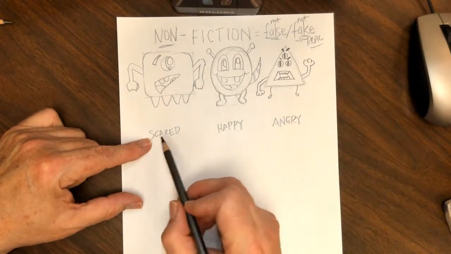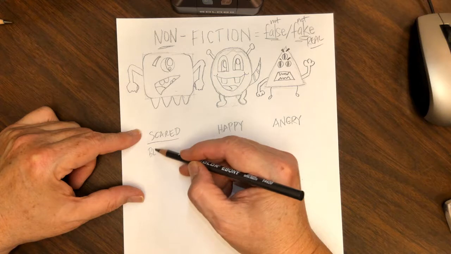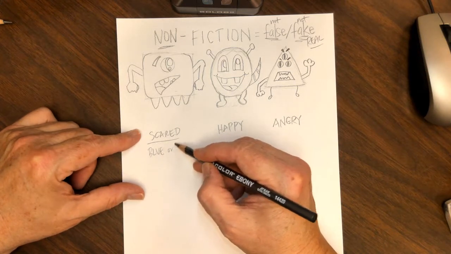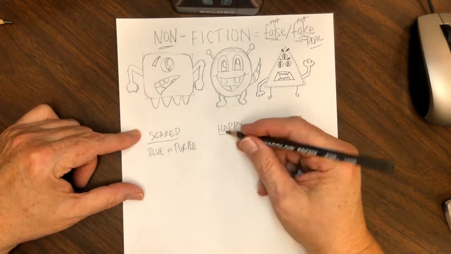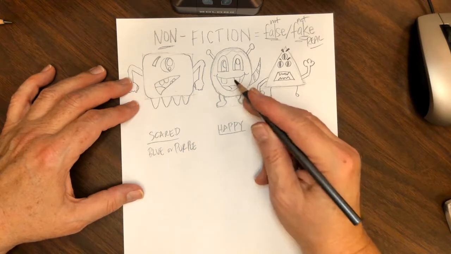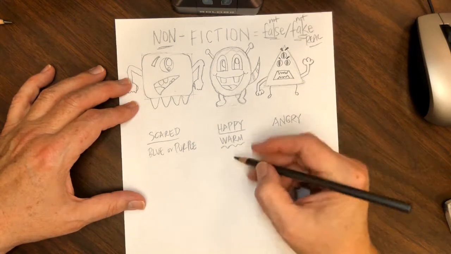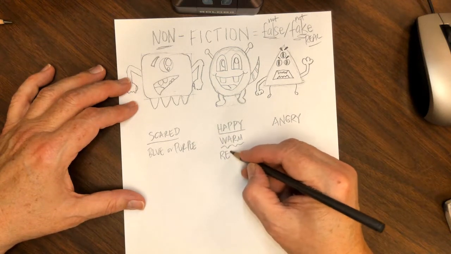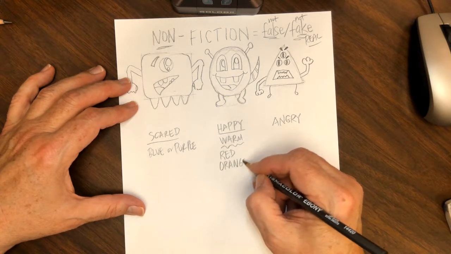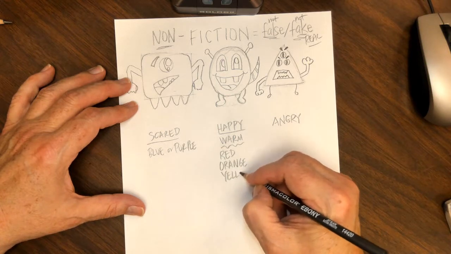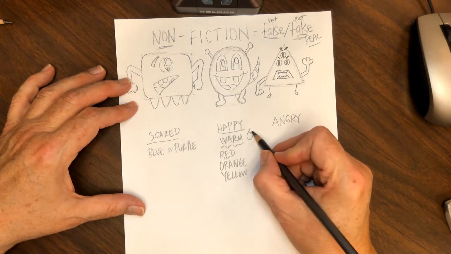The scared one, you can make him kind of like a blue or a purple. The happy one, what's a happy color? Happy colors, a lot of people associate happy colors with the warm colors. What are our warm colors? They are the ones that are like red, orange, yellow. Okay, colors like that. Colors like the sun, warm sun.